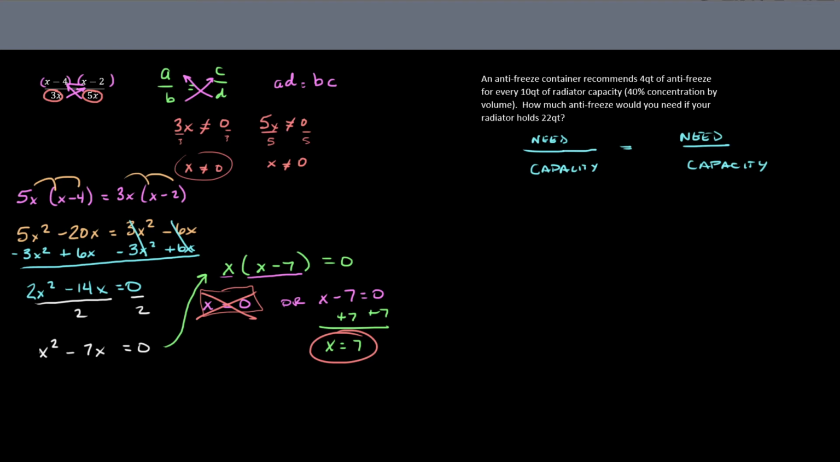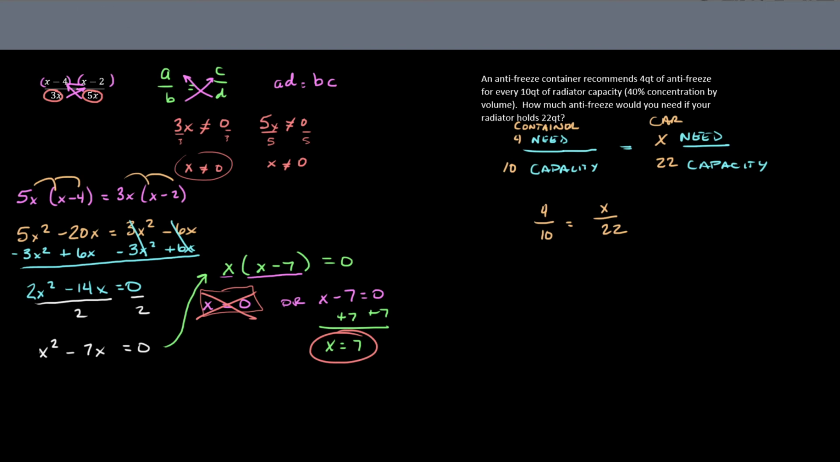So from my container, I need 4 for every 10. And then in my car, I need how many? I don't know. All right, well, let's call that x then. And I have a 22 quart capacity. So now I really have 4 over 10 is equal to x over 22. Now I can just go ahead and cross multiply and solve.